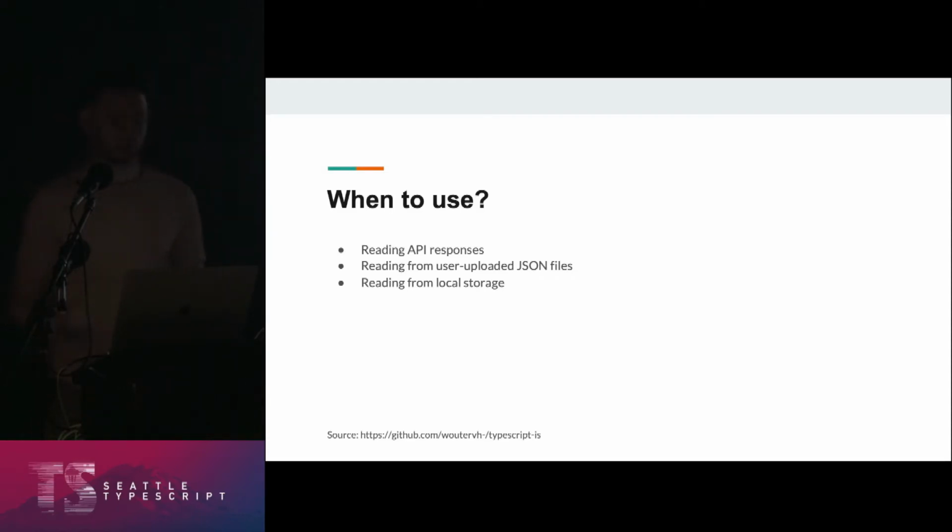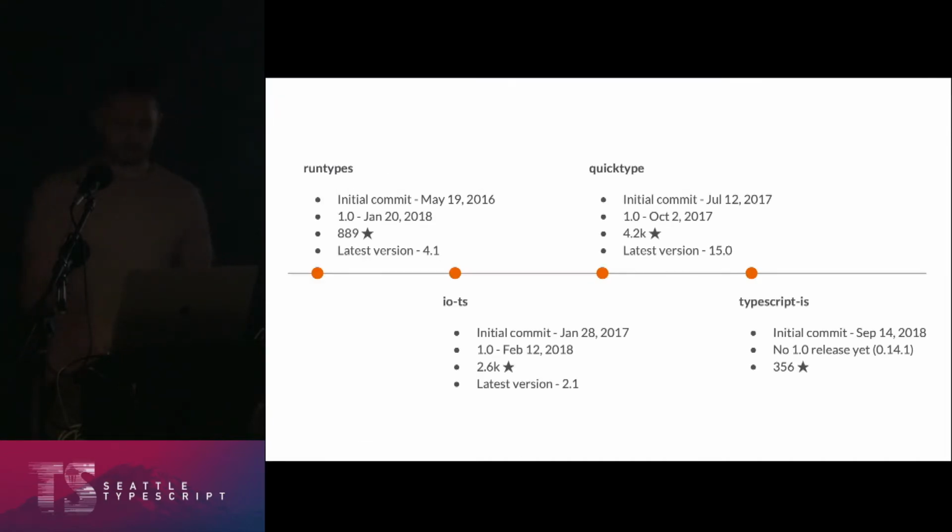And then when would you use these things? As I said, for us it's the API responses, but you could also definitely use it when you're reading from a file that the user uploaded or from local storage, in case multiple things access the same data and things don't match the type. So credit to Alex for finding some of these libraries that we're interested in.